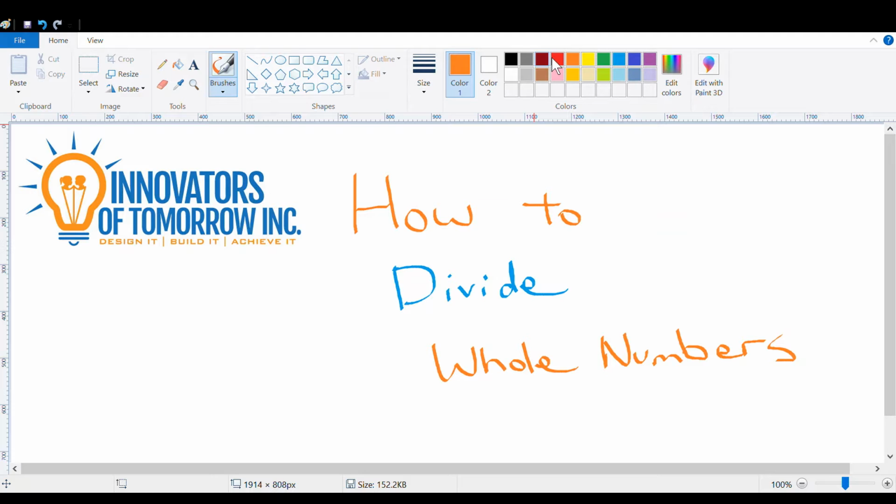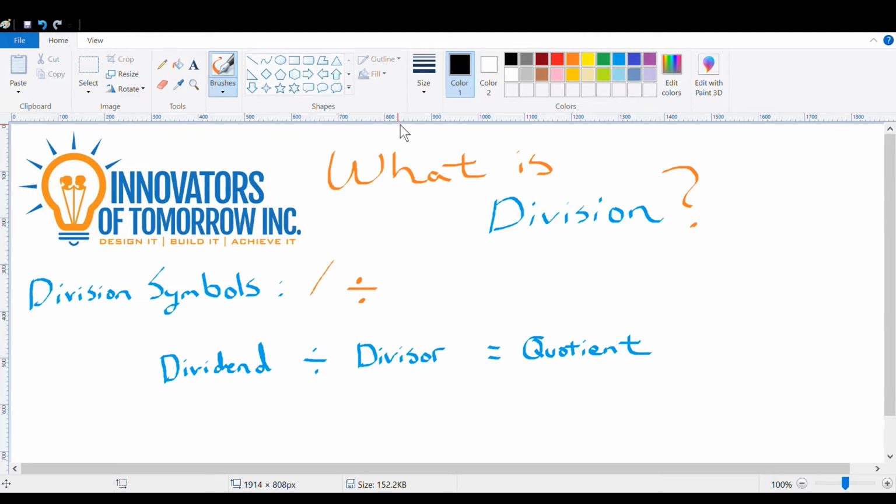Today we'll be learning how to divide whole numbers. Let's get to it. What is division? It is the opposite of multiplying. More specifically, it involves splitting a number by another number. The symbol most often used for division is a slash or this divide symbol.